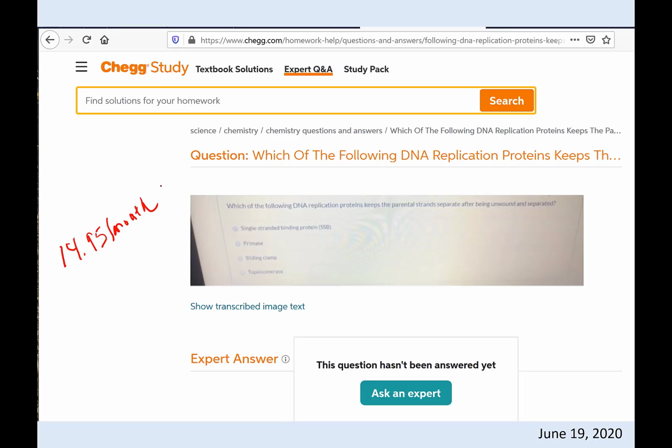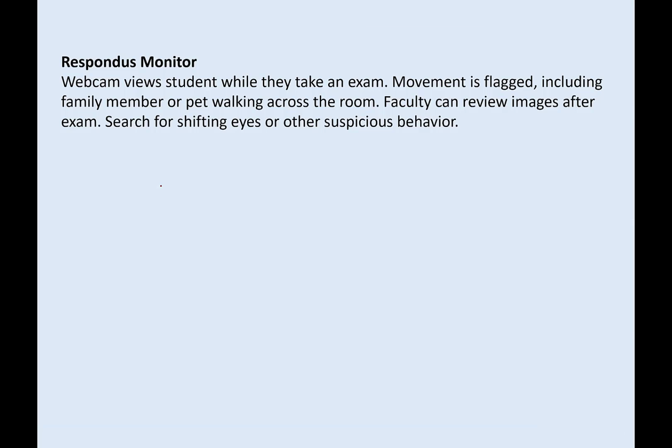And so, if you don't think your questions are going out and you think that by using lockdown you're hiding things, you're not. The Respondus Monitor, which is available through Beachboard, uses the student's webcam to view the students while they take the exam. And any excessive movement the student does is flagged. And so if a family member or a pet walks across the room, like a large dog, that can be flagged.